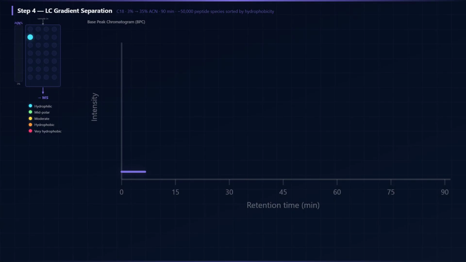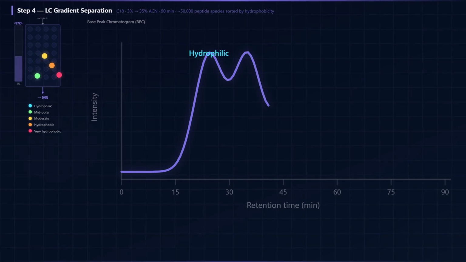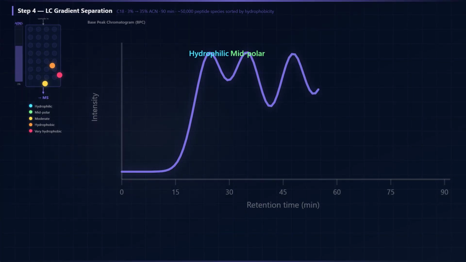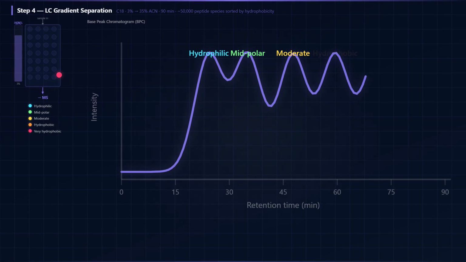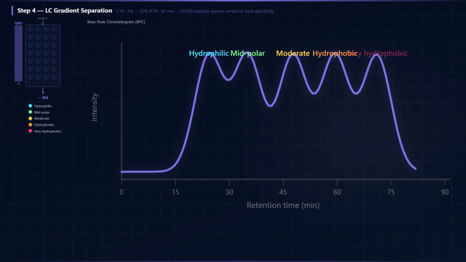Step 4, LC gradient. Sample loads in 97% water, 3% acetonitrile, 0.1% formic acid. Peptides bind to the C18 stationary phase. Acetonitrile increases over 90 minutes, from 3% to 35%. Peptides elute from least to most hydrophobic. Think of it like the coin sorter at the supermarket. Instead of sorting by coin diameter, the column is sorting tens of thousands of peptide species by the hydrophobicity of their side chains, spreading them in time so the MS can see them one group at a time.